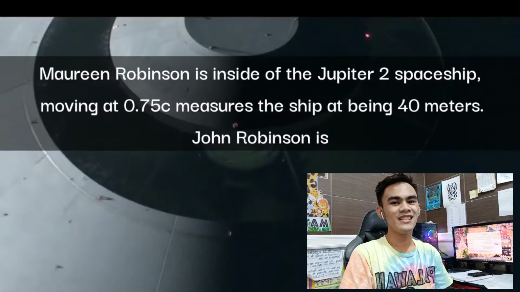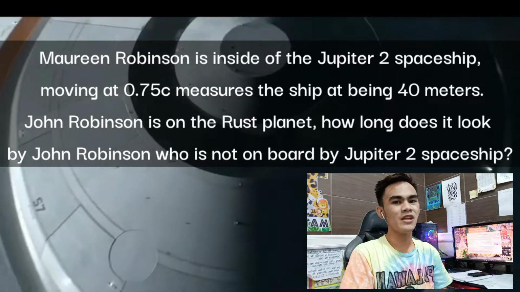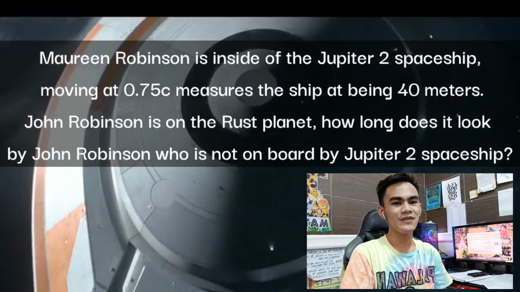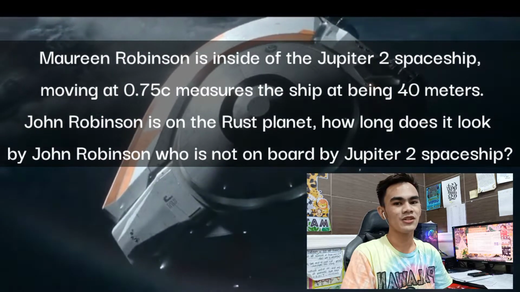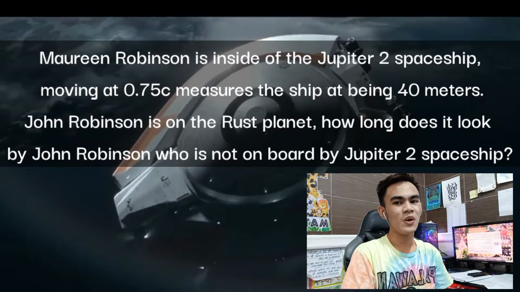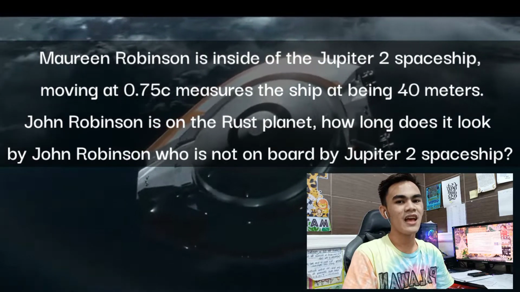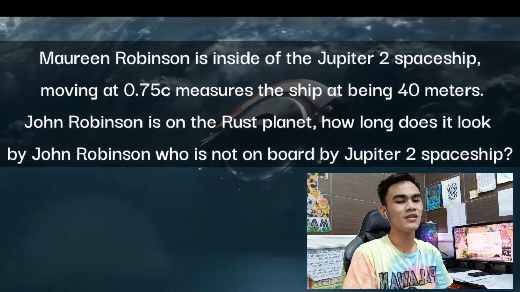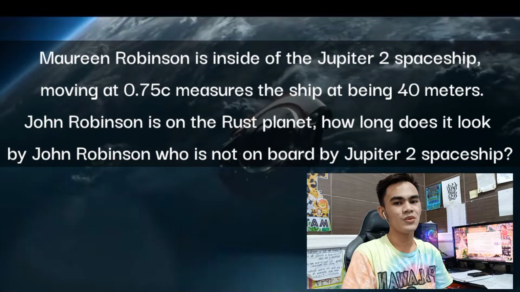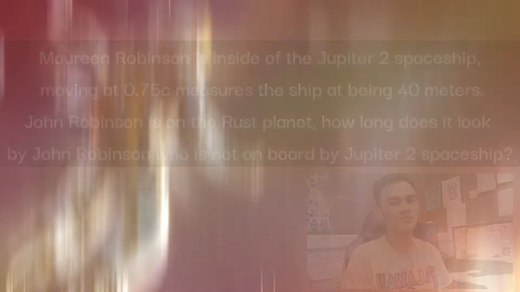Let's take a look at this example. Maureen Robinson is inside of the Jupiter 2 spaceship moving at 0.75 c, and measures the ship as being 40 meters. John Robinson is on the Rust planet. How long does it look to John Robinson, who is not on board the Jupiter 2 spaceship?